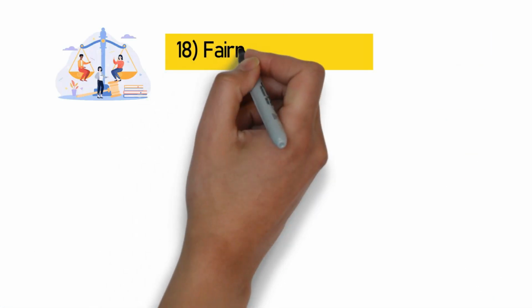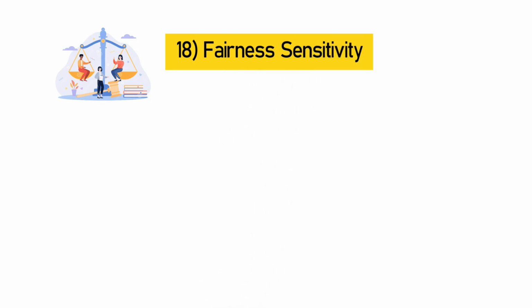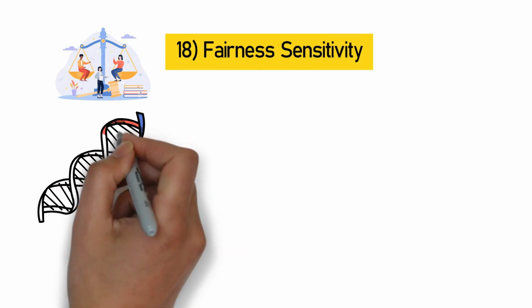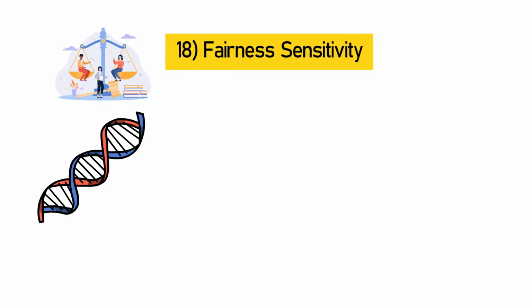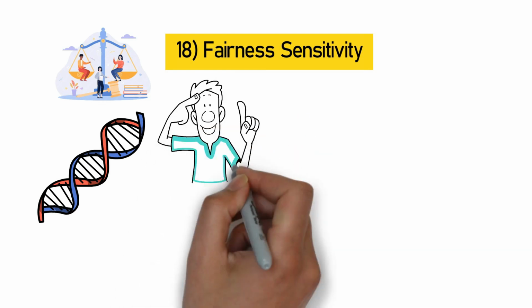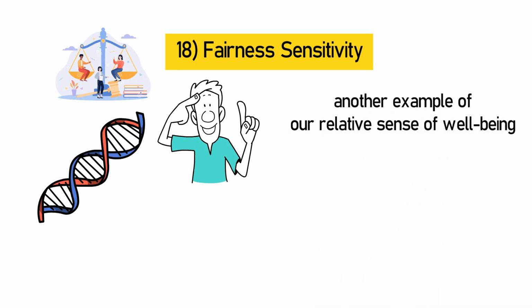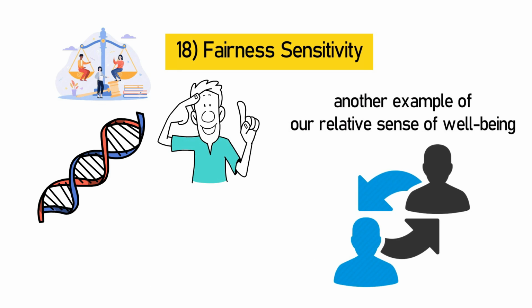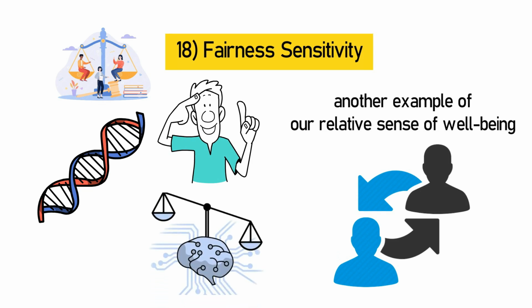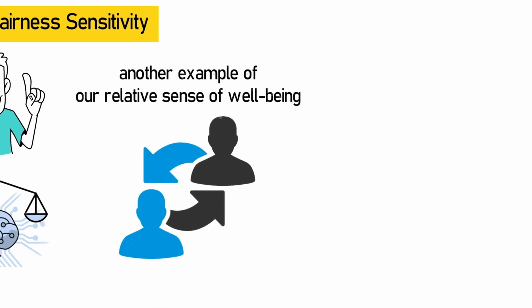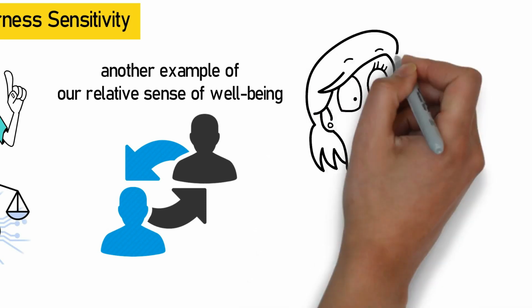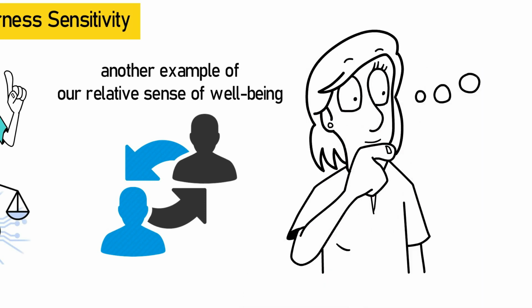Number 18, fairness sensitivity. Justice is ingrained in our DNA. We are careful arbiters of what is fair, which is another example of our relative sense of well-being. Fairness violations can lead to reciprocal action or, at the very least, distrust. Fairness, on the other hand, appears to be a moving target. What is seen as fair and just in one time and place may not be in another.